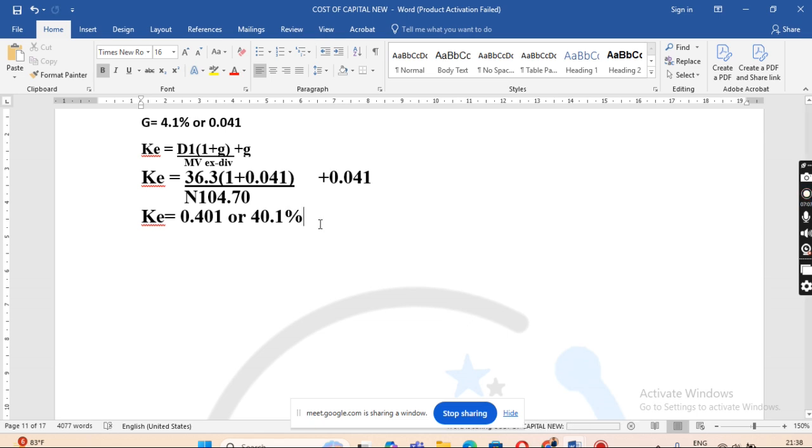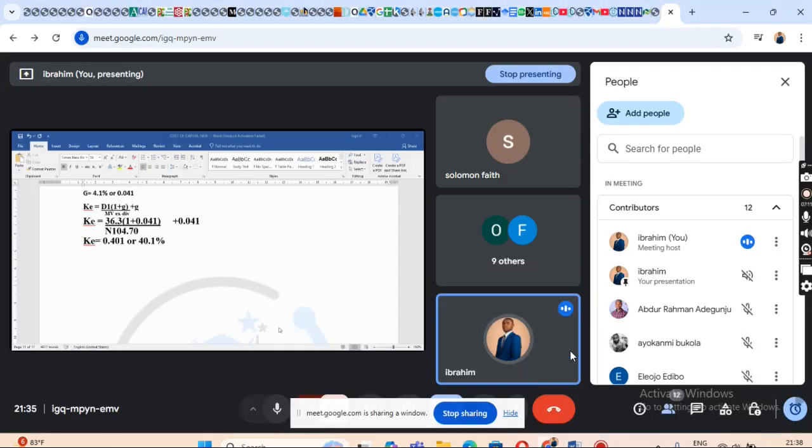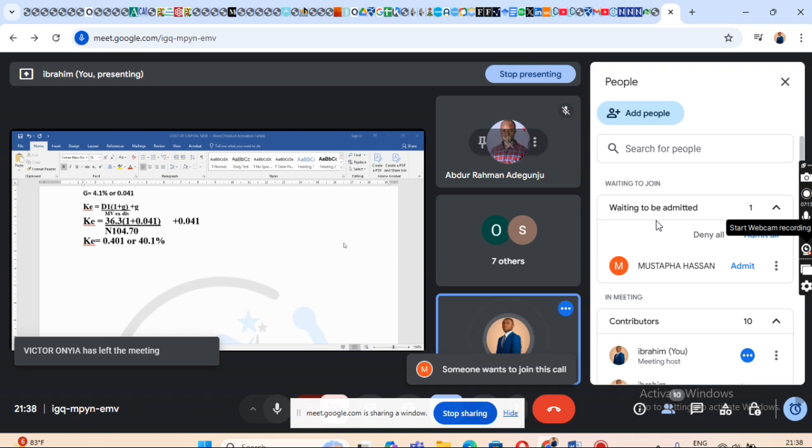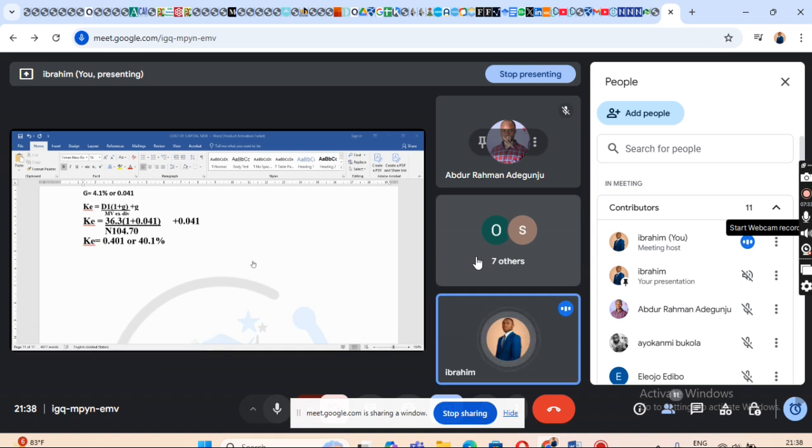Now, in practice, this may be wrong, because although the cost of equity is always higher than the cost of debt, right, it could be that I didn't check the figures very well. That is the reason why we have high cost of equity like this. And that is the cost of equity.